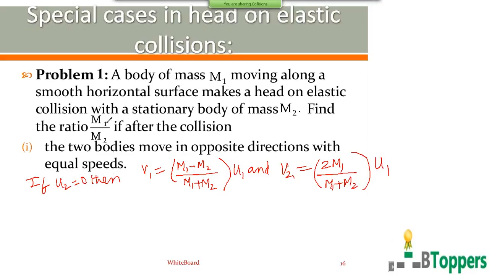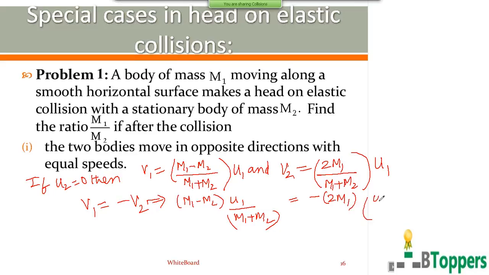So you are asked to find the ratio m1 by m2 if the two bodies move in opposite directions with equal speeds. That means v1 and v2 are equal in magnitude but oppositely directed. That means you have to find the ratio m1 by m2 if v1 equal to minus v2 mathematically. So that is m1 minus m2 into u1 by m1 plus m2 is a negative of 2m1 into u1 by m1 plus m2.